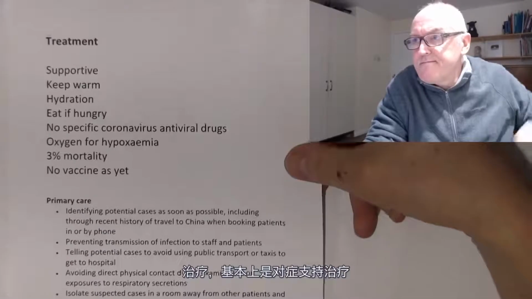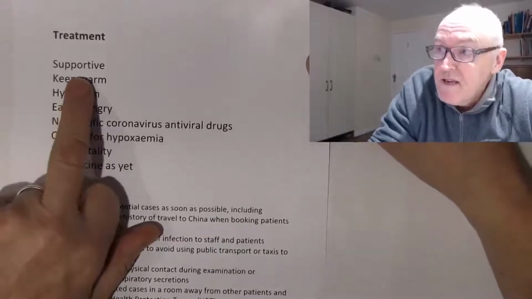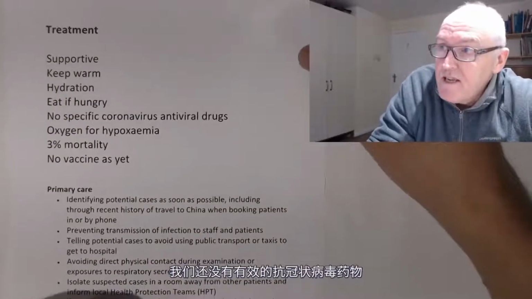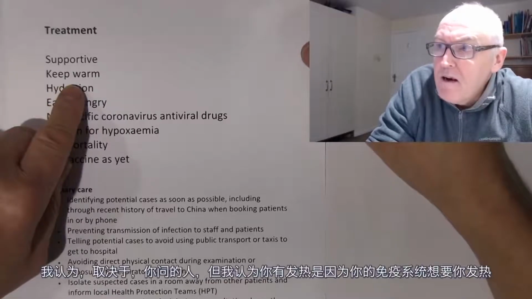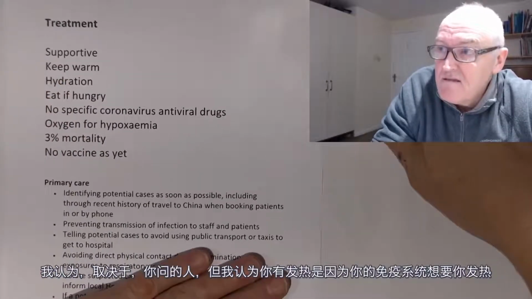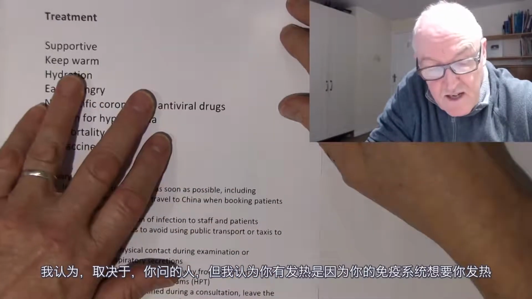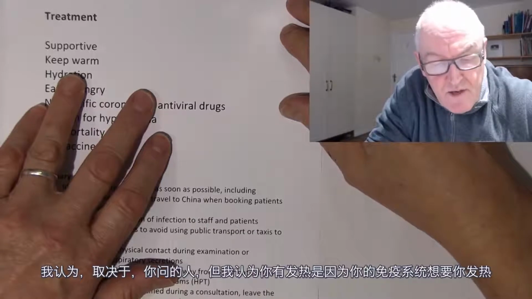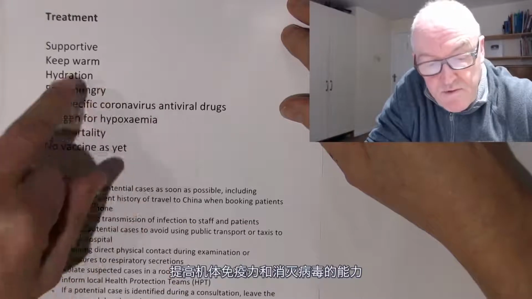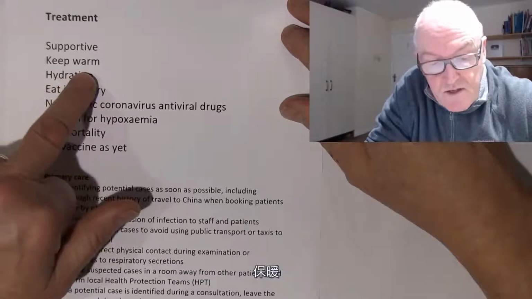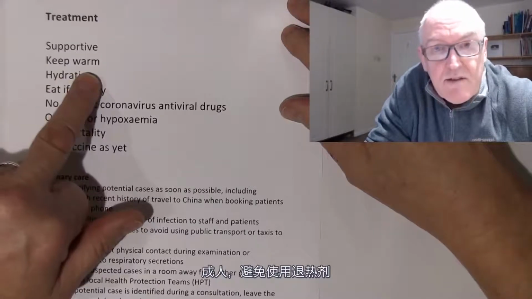So treatment, well, it's basically supportive. We don't have any good antiviral treatments for the coronavirus. Keep warm. Now, depends who you ask, different people will say different things, but I think you get a temperature because the immune system wants your temperature to be high to improve the elimination of the virus and to improve the function of the immune system. So keeping warm, and certainly in adults I like to avoid giving antipyretics.